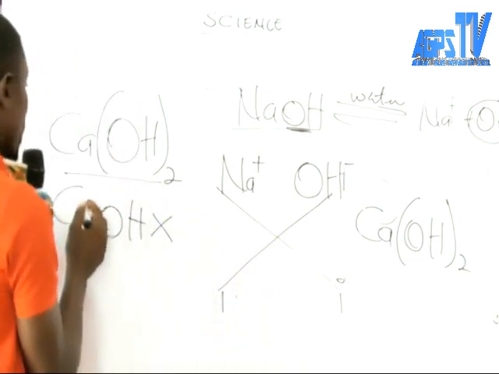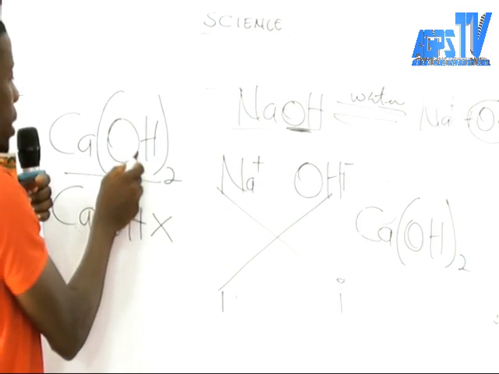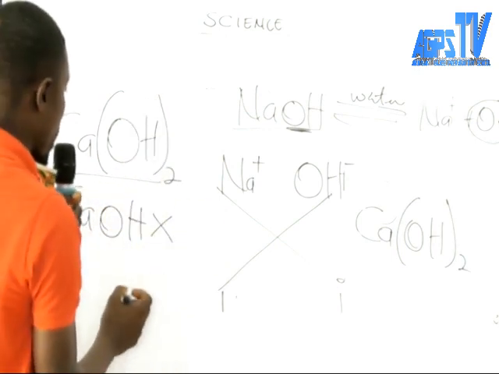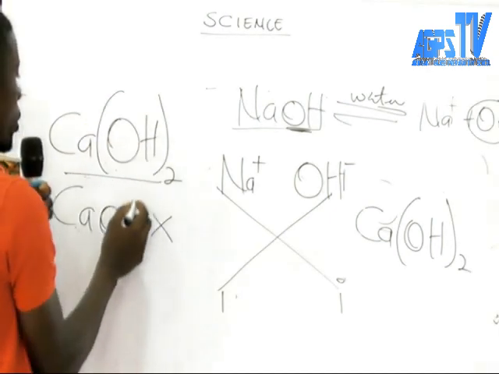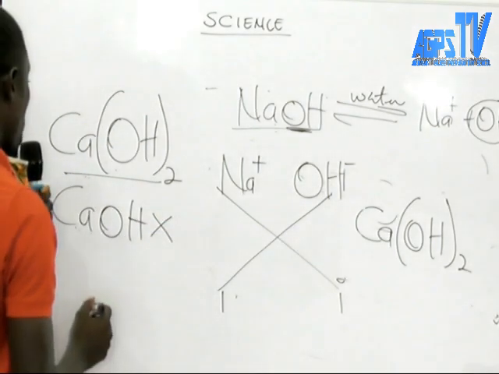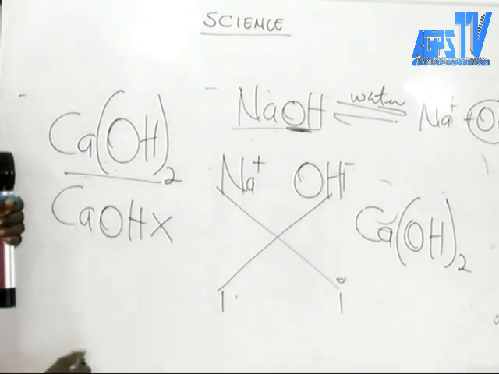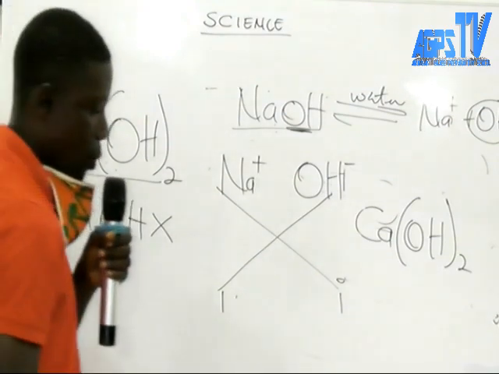But here, the calcium has a valency of 2, and this OH has a valency of 1. So if you cross them, you get Ca(OH)2. This is how you write calcium hydroxide. I want you to take note. Now, another example.